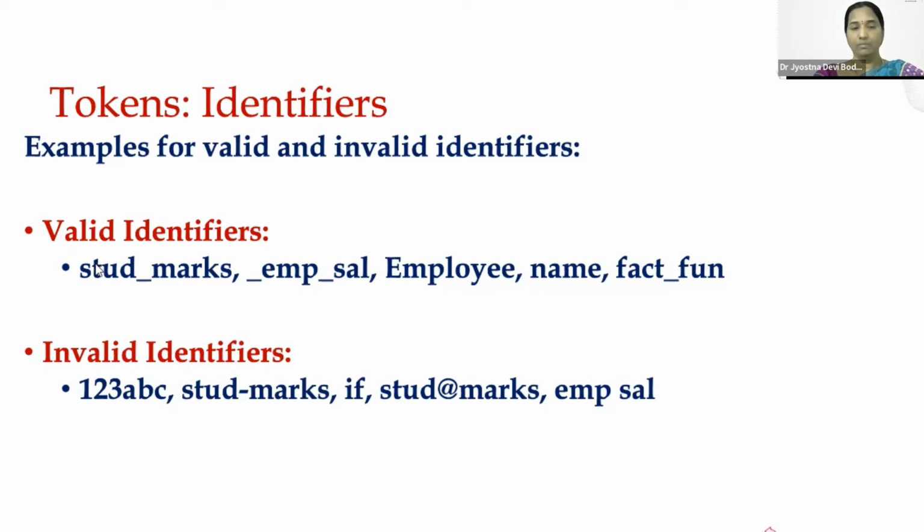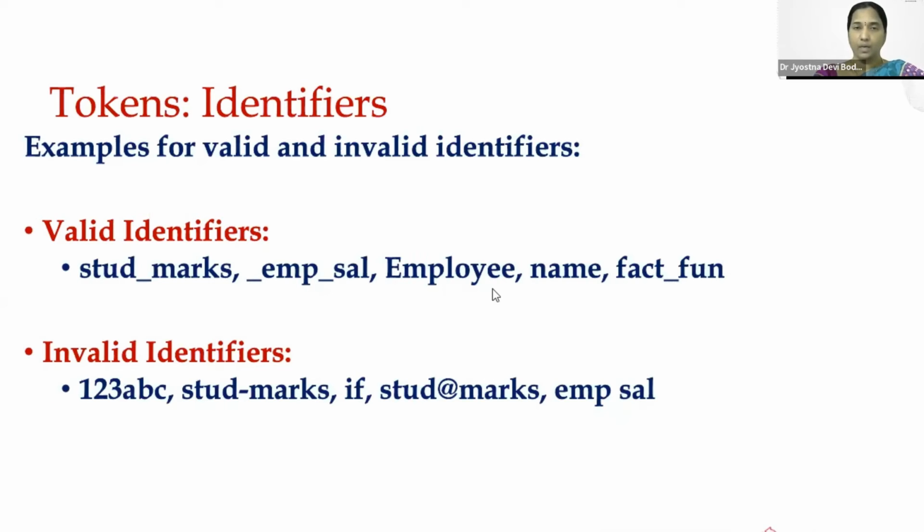Consider the variable student_marks. It is valid. It contains all alphabetic characters and there is an underscore in between. _emp_sal starts with an underscore and has underscores and alphabetic characters, so it is valid. Employee: usually this kind of name we use to refer to class names. E is a capital letter, so it is valid to use capital or small case.